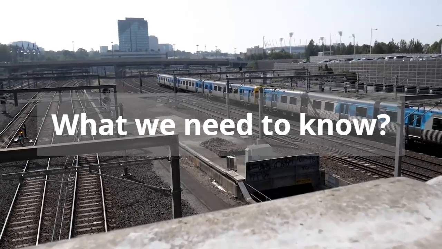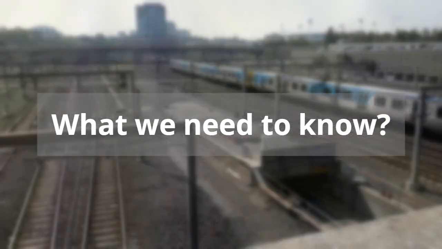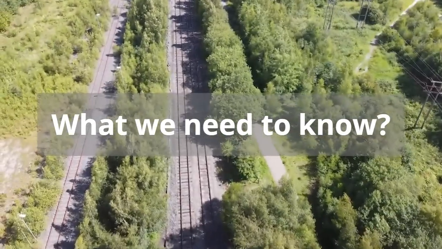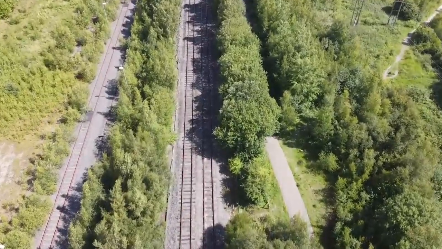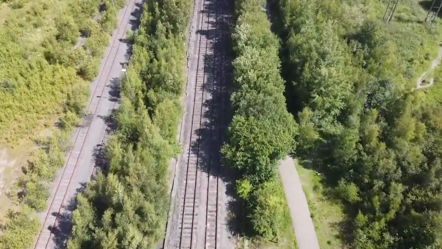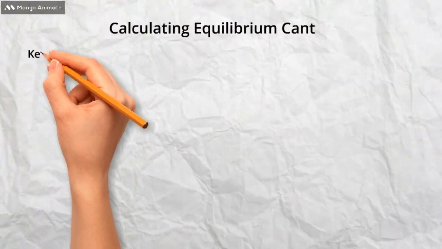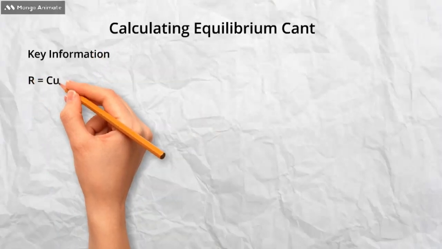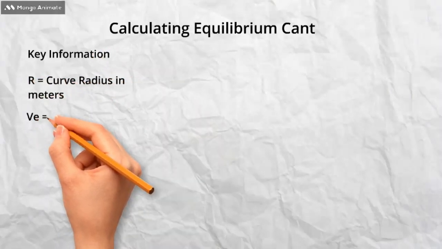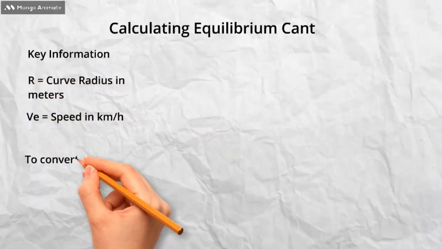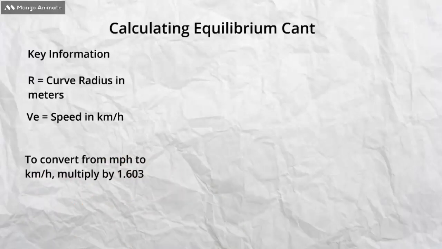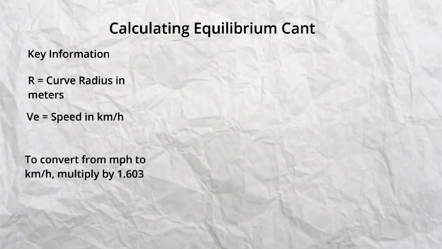So, what do we need to know? We need to know some key information about the curve we are calculating the equilibrium cant for. We need the radius of the curve, in meters. This is known as r. We also need to know the speed, most often the maximum speed permitted for the curve, in kilometers per hour. This will be known as VE.